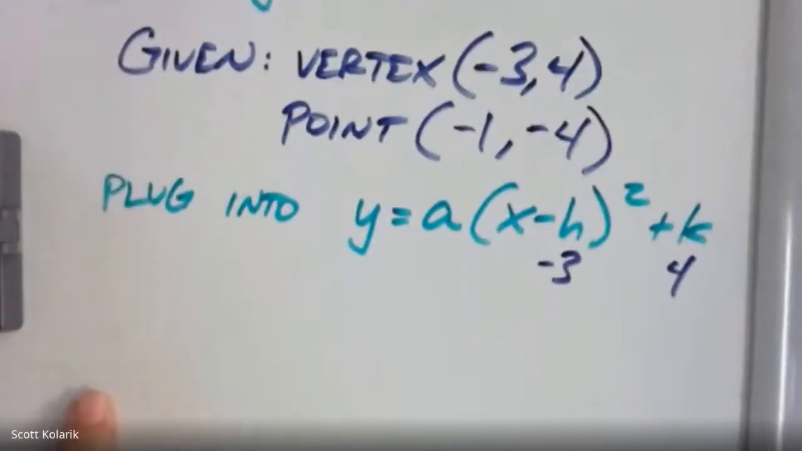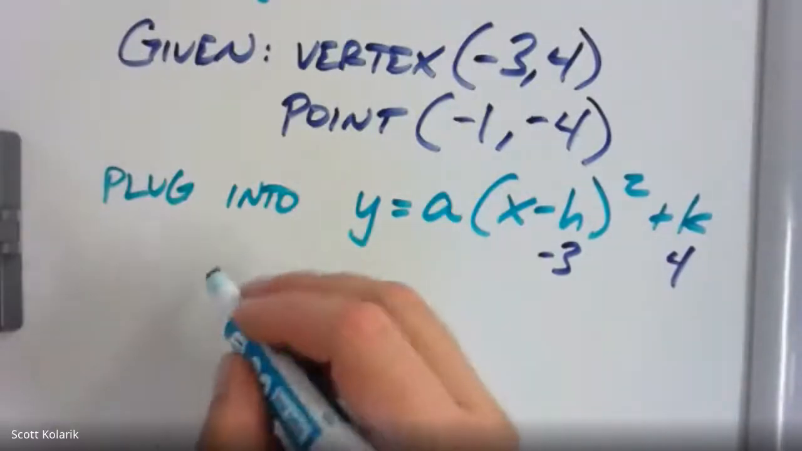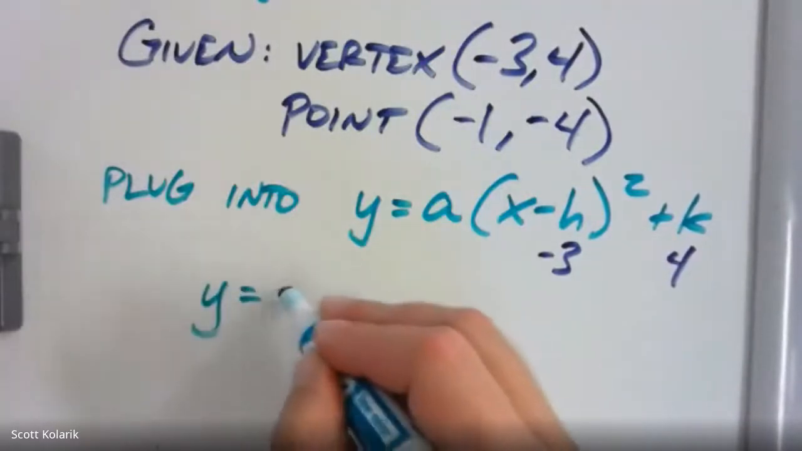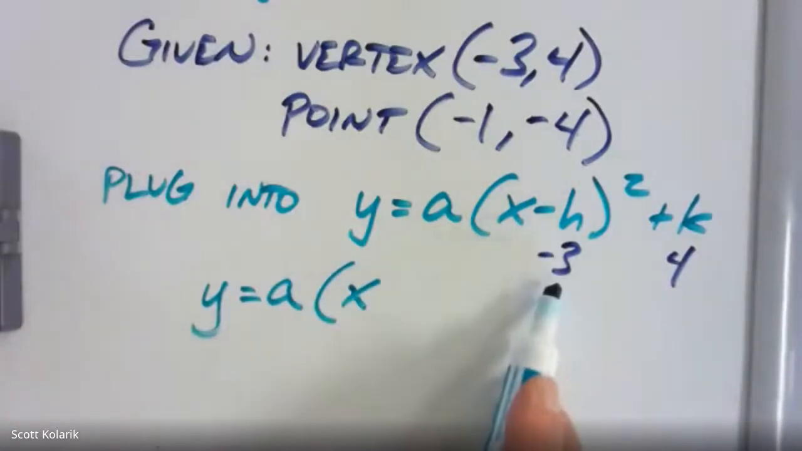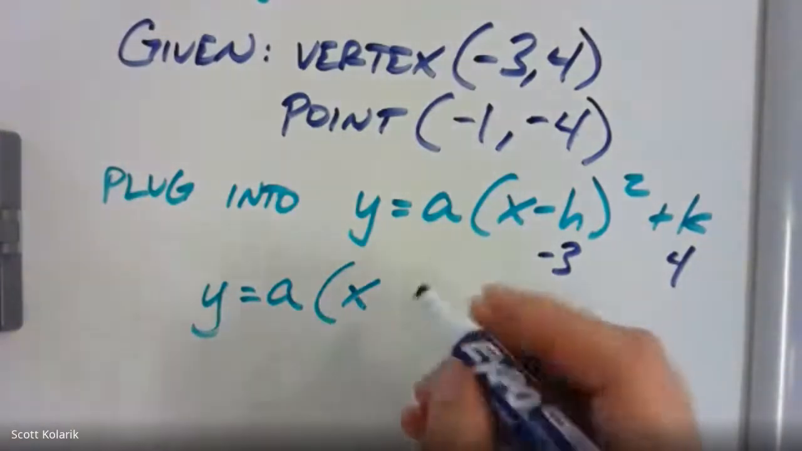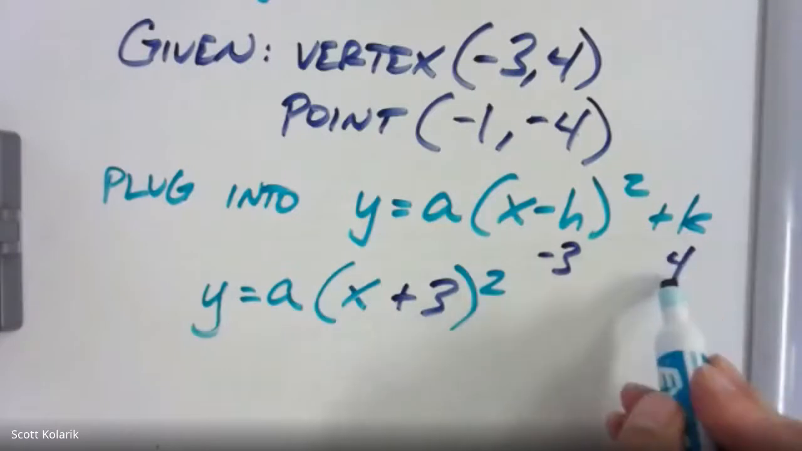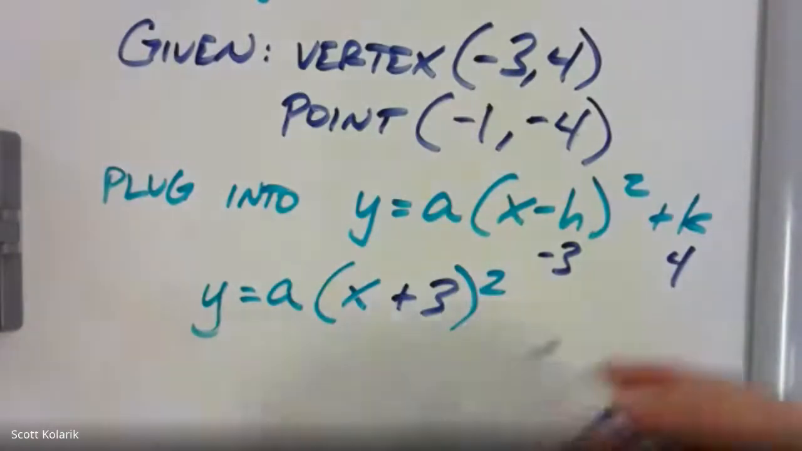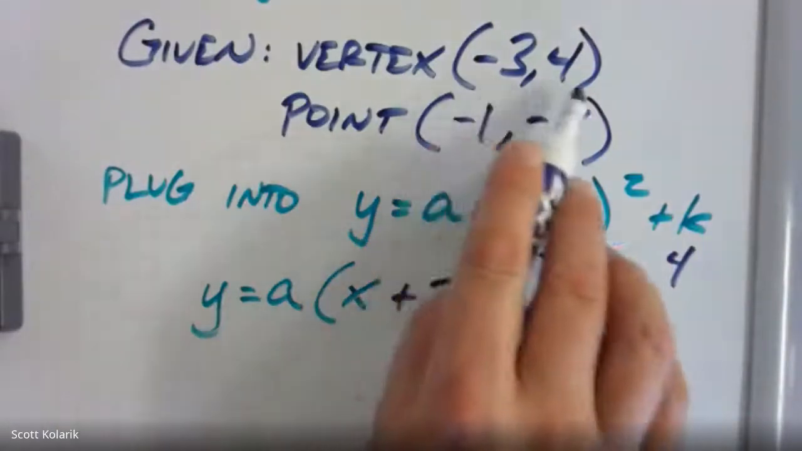So on my solution, and this won't completely finish it, I'm going to have this result. After I plug that vertex in, I'm going to get this equation: y equals a, and I'm still going to have to figure out what a is. And then I'm going to have x minus a negative 3. Minus a negative 3 is actually going to make that plus 3, right? And then that's going to be squared. And then plus k, a positive 4, is going to keep the same sign, plus 4 in this case. And again, where did this come from? This came from that vertex that I was given.